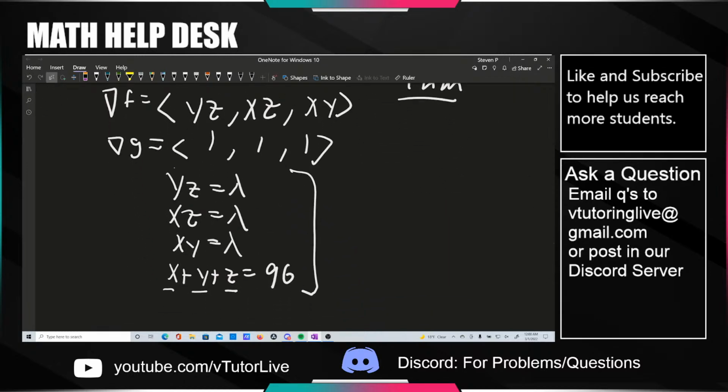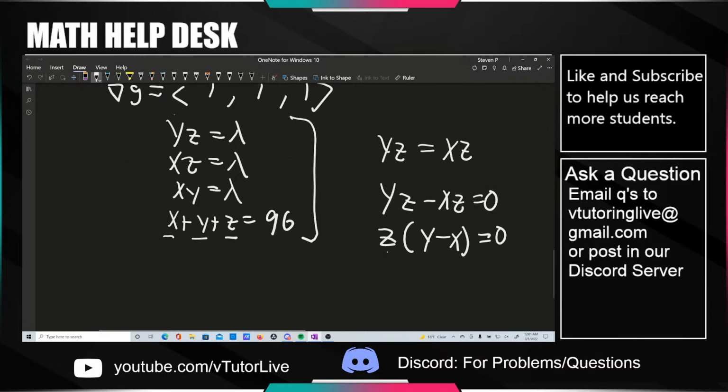So hopefully you feel pretty good about this one. The computation's not too bad. If it were me, I would probably start by saying, okay, let's just set yz equal to xz, because we know that they're both equal to lambda, right? So yz minus xz is equal to 0. And this tells us that z times (y minus x) is 0. So either z is equal to 0, which is absurd. I mean, it can be. We just obviously know that that's not going to be the maximum we're looking for, right? But otherwise, x is equal to y.